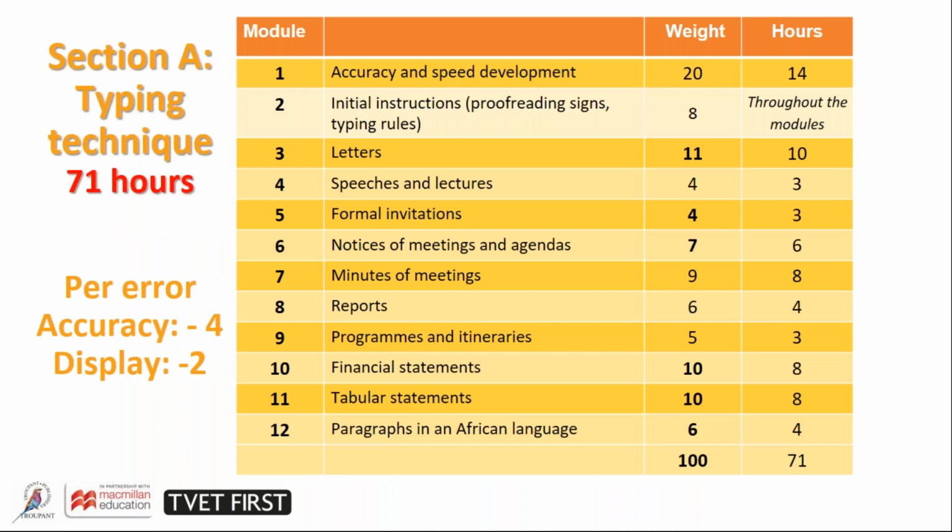But with section A, your typing technique, there are 12 different modules. As a lecturer, you need to pay attention to which modules hold the highest weighting. This will show you the importance in the greater scheme of things. In this instance, you will see your module 1 is accuracy and speed development. Your weighting is 20, which means 14 hours of your semester needs to be dedicated to accuracy and speed development.